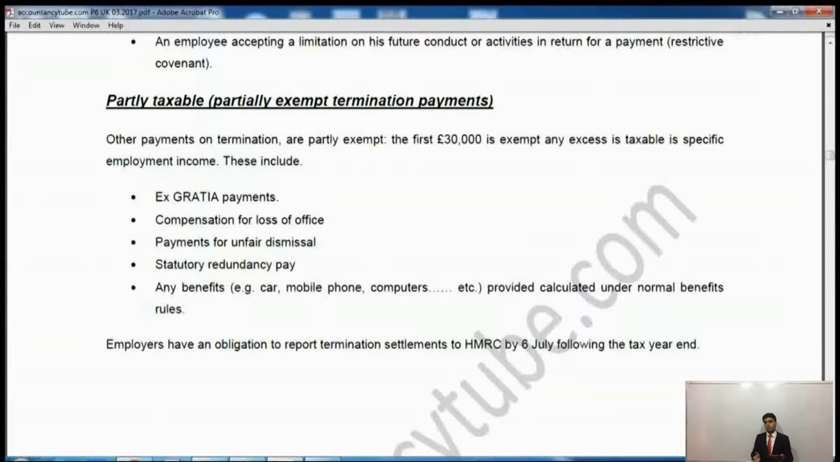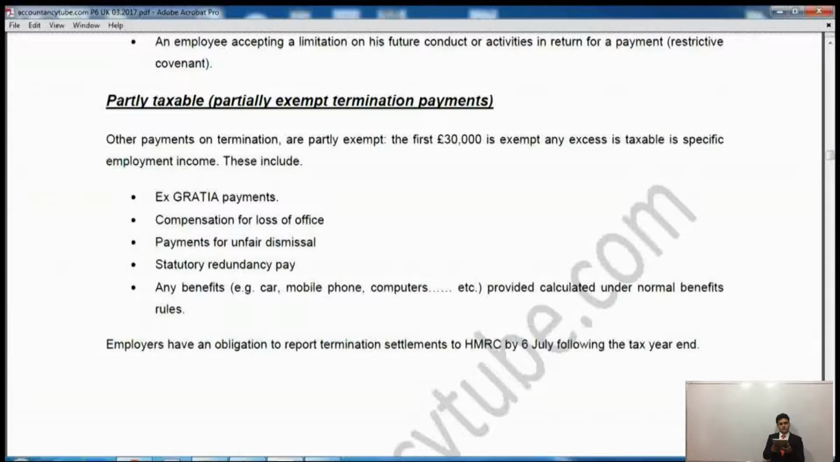But the employee will say, if I sit idle at home, are you paying me something for it? The employer says, yes, we will pay you for that. Now it is called restrictive covenants. Say for example, if I get retired from AccountancyTube, my employer says you should not work for anyone for 1 year, but I will give you payment for sitting at home. So that is called restrictive covenants. So they will be fully taxable as well.